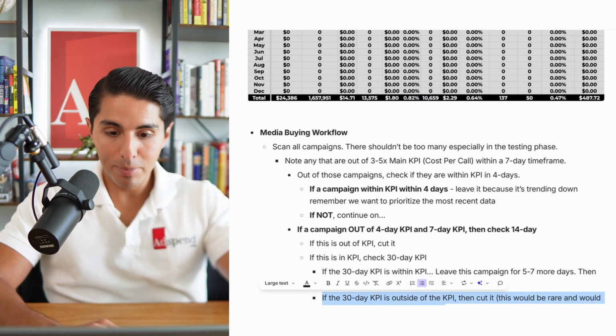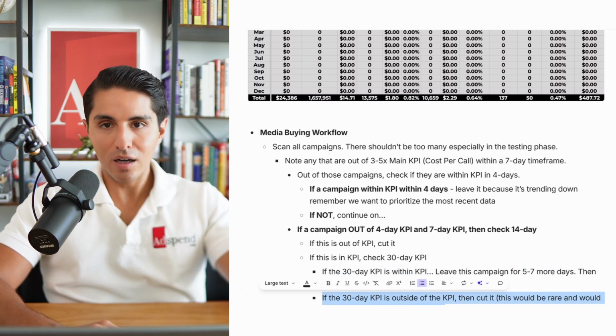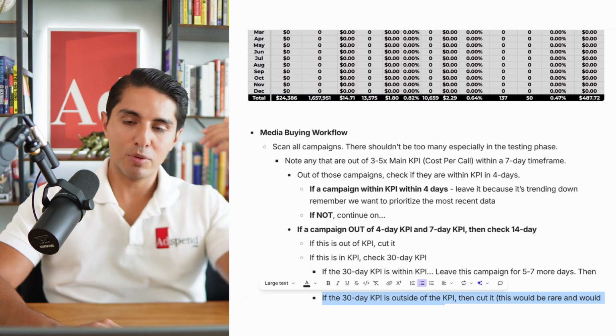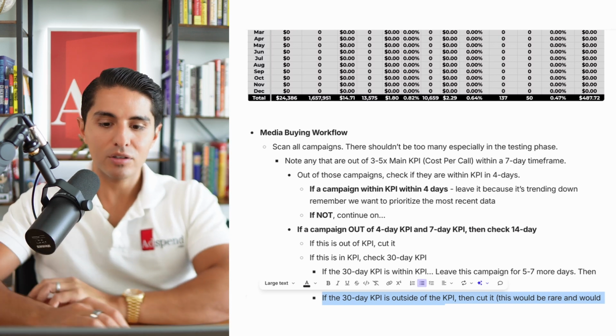If the 30-day KPI is outside of KPI, then cut it, right? And you would obviously typically do this before it gets to 30 days. So very simple here. You don't want to overcomplicate that.